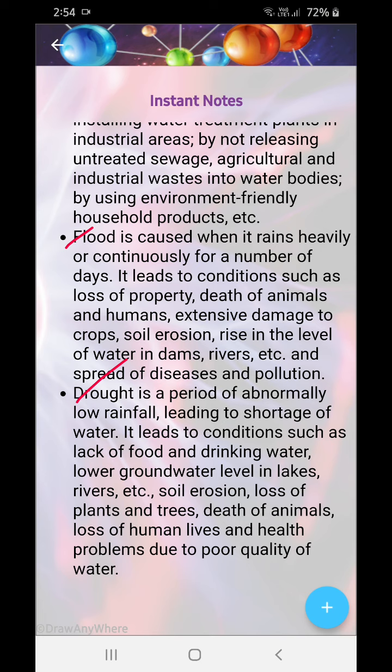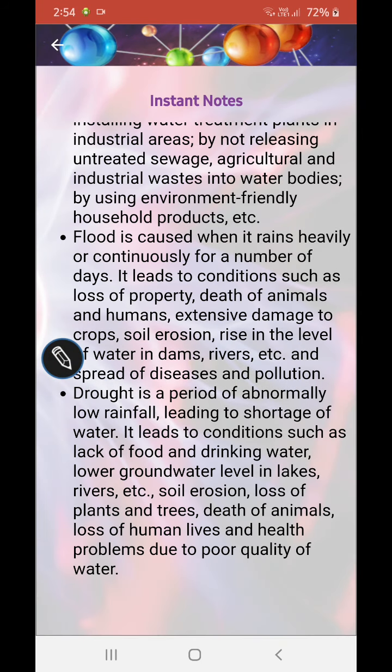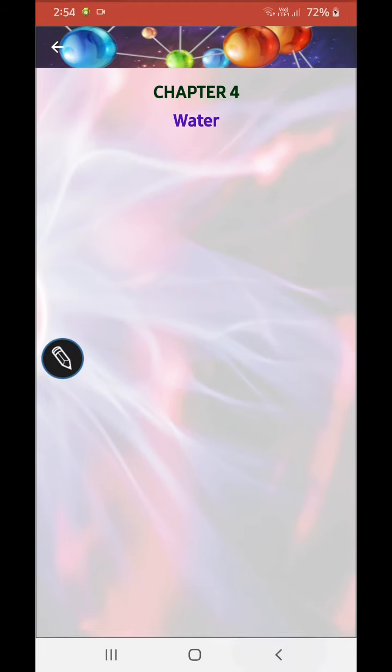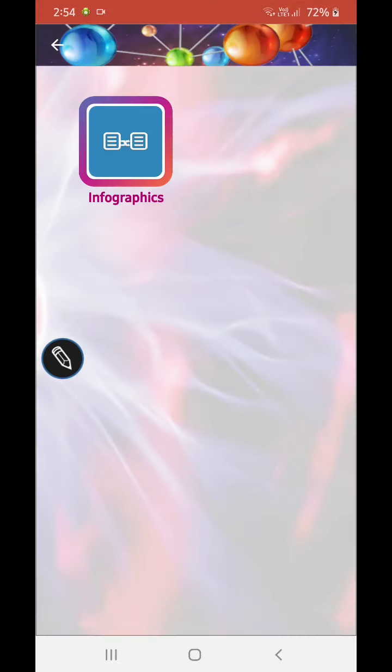It leads to conditions such as lack of food and drinking water, low groundwater level in lakes and rivers, soil erosion, loss of plants and trees, death of animals, loss of human lives, and health problems due to poor quality of water. Okay, so pray that everything may be balanced in nature. These are all natural disasters.